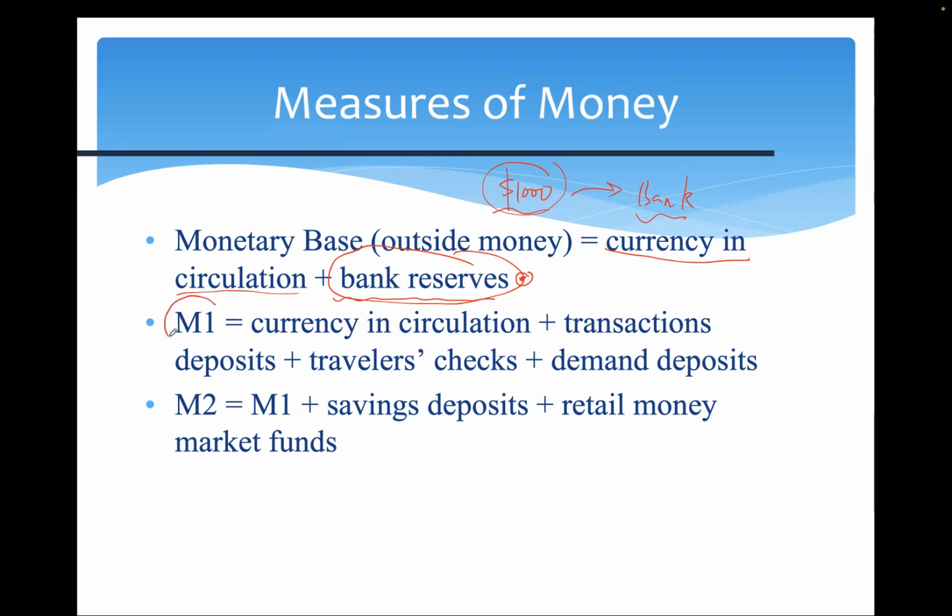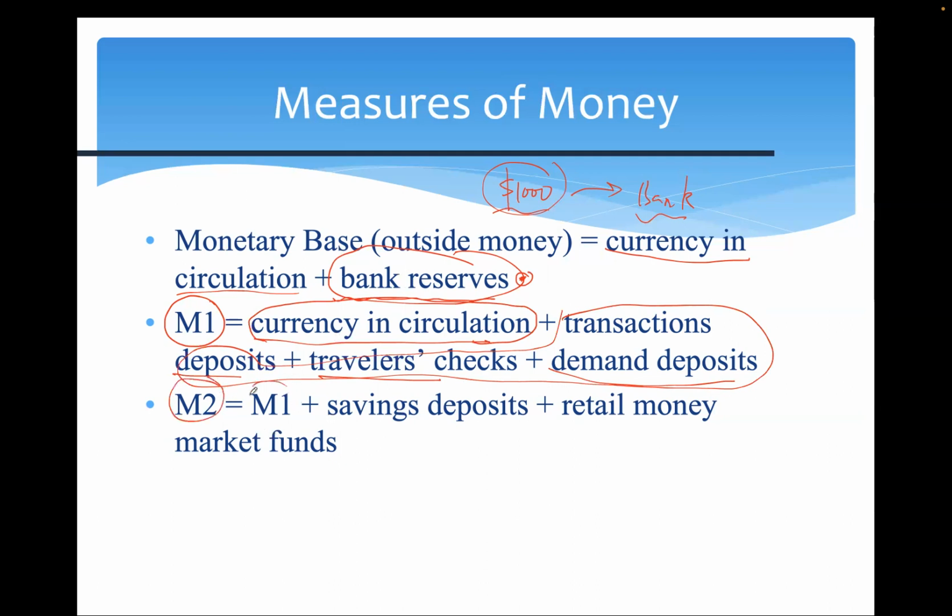Now if we go to M1, which is the core definition of money supply, it is currency in circulation, plus transaction deposits, traveler's checks, and demand deposits. Right? So this sounds a little bit complicated. Basically, you can simplify this: it includes currency in circulation, cash, coins, and the rest of them you can just take lightly. Just say this is like all the money in your checking account, because the checking account is very liquid. You can use it anytime as you wish. Right.